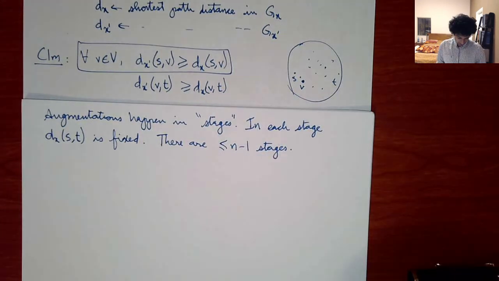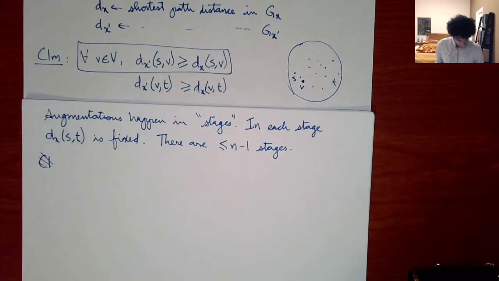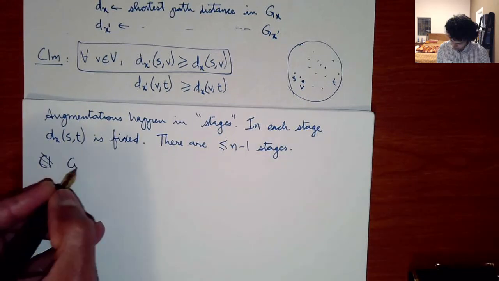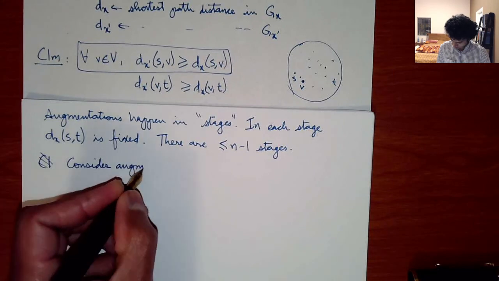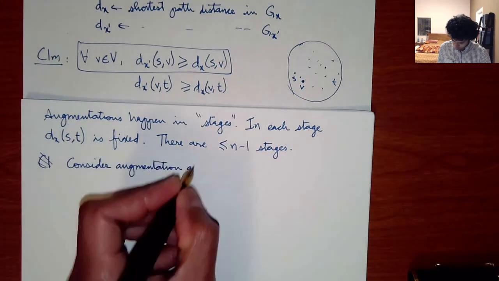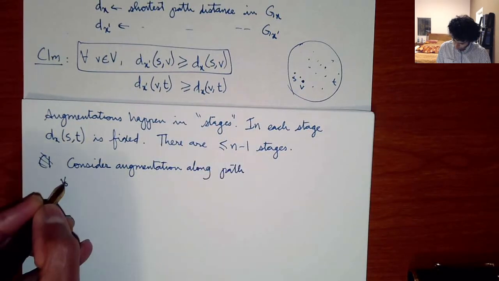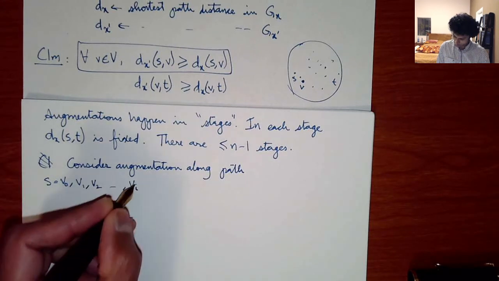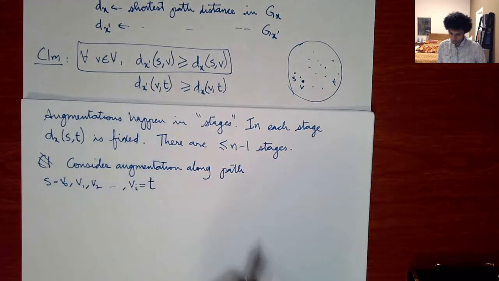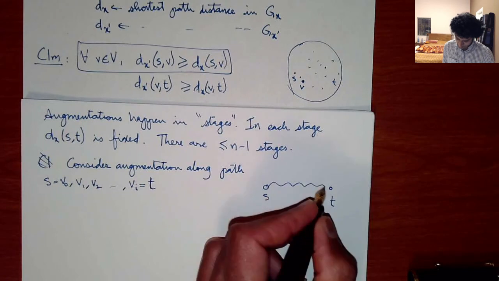What happens within a stage? And so the claim, well, okay, before I get to that claim, let's talk about what happens in a stage. So consider an augmentation along a path, I'll just call it V0, V1, V2, up to Vi, which I'm going to call T. So there's some augmentation from S to T.